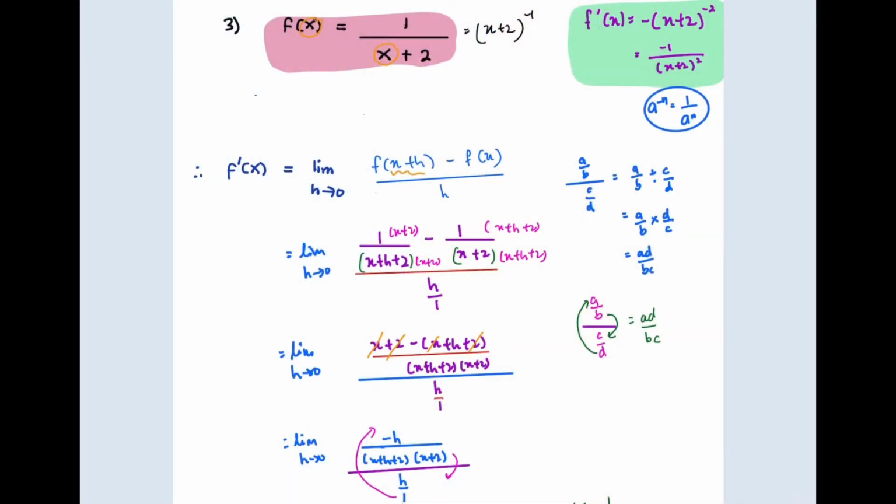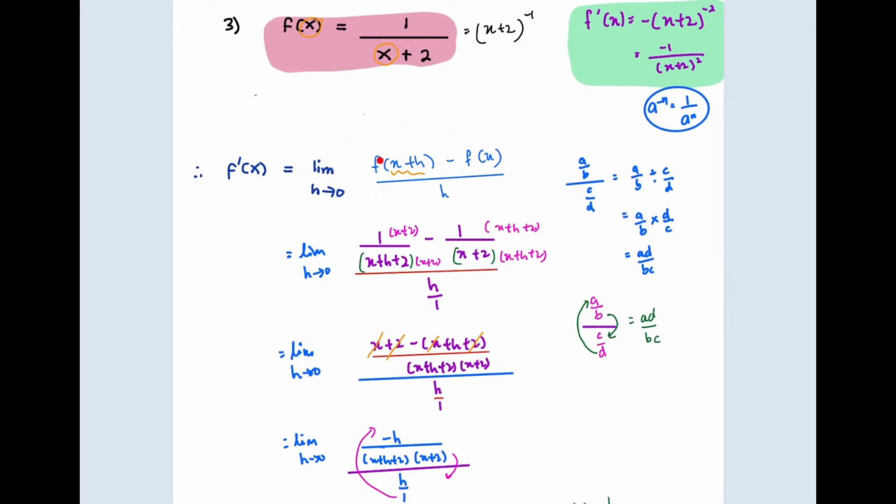See question 3, we have f(x) equal to a fraction 1 over x plus 2. If you want to use the formula, this is just (x plus 2) to the power of negative 1. So if you use the formula, this is a chain rule: bring down the power, reduce it by 1, and further differentiate the inside function. So this is your answer. Just keep this first, then let us focus on the formula here.